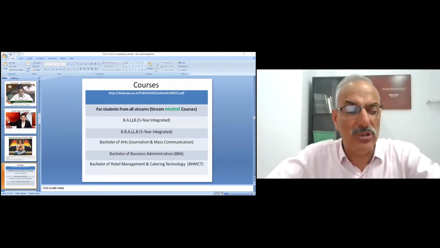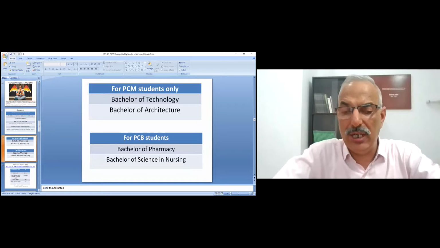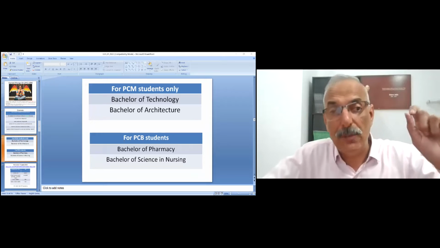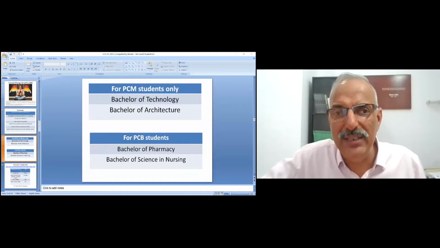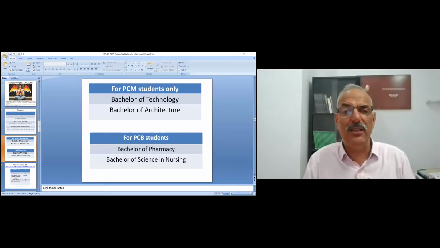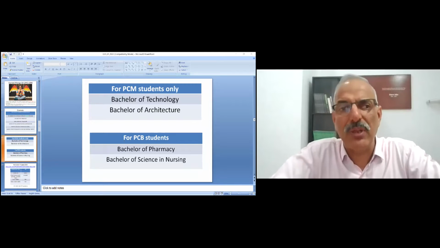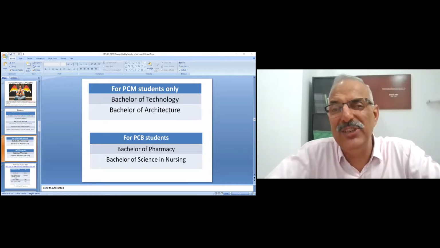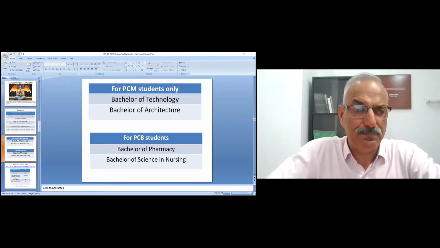On the other hand, we have courses like BTech or architecture or maybe pharmacy, which are not stream neutral. For pursuing these courses, you need to have a specific stream at your 11th and 12th. For example, if you want to become an engineer, for doing BTech, you need to have PCM, physics, chemistry, maths at your 12th. Similarly, for architecture, you need PCM at 12th. For pharmacy or nursing or MBBS, you need to have biology at your 12th, right?